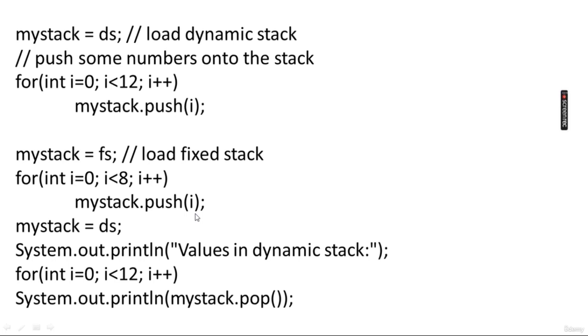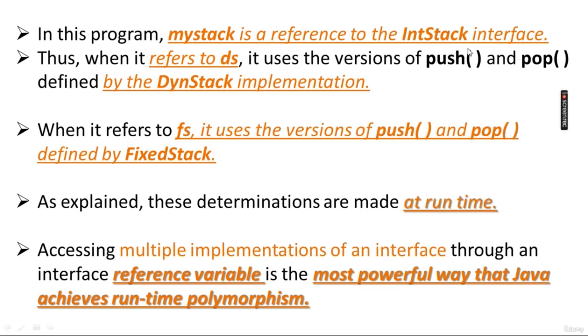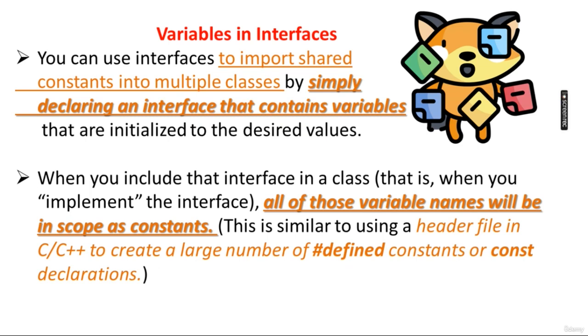Now my stack is again pointing to the dynamic stack, and it is popping, and here also it is pointing to the fixed stack and popping. My stack is a reference to an integer stack in the stack interface. When it refers to ds, it calls the push and pop from the dynamic stack, and when it refers to fs, it calls the push and pop from the fixed stack. And all this is done at runtime. Accessing multiple implementations of an interface through an interface reference variable is the most powerful way that Java achieves runtime polymorphism. Now, variables in interfaces.